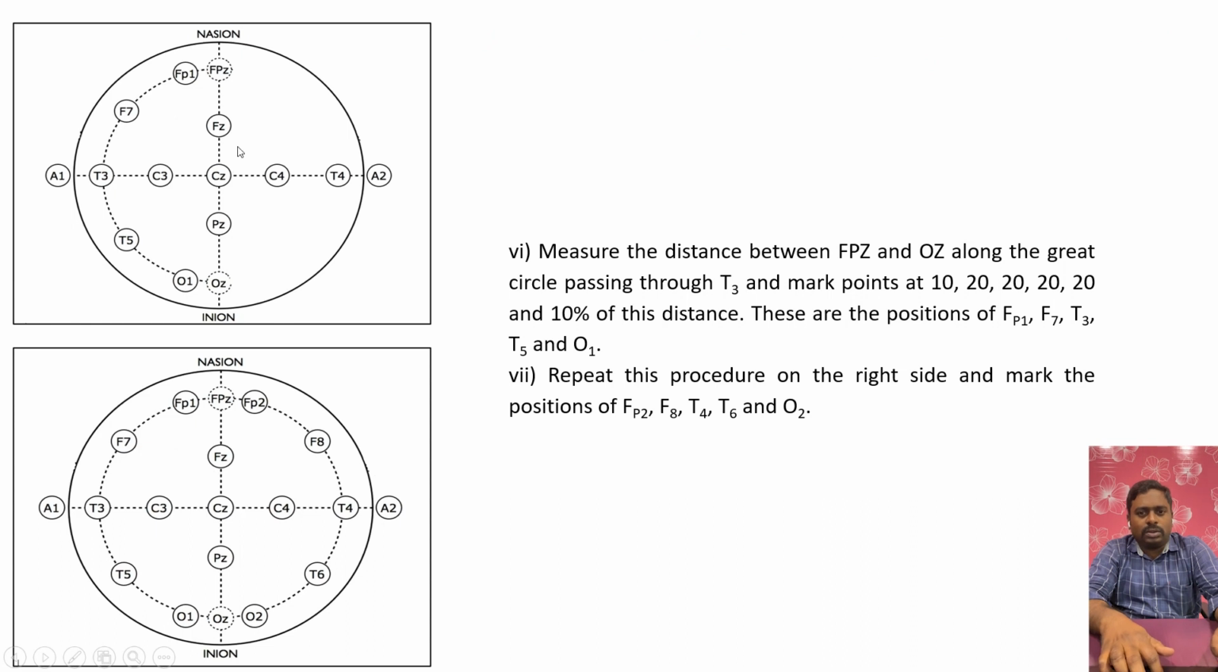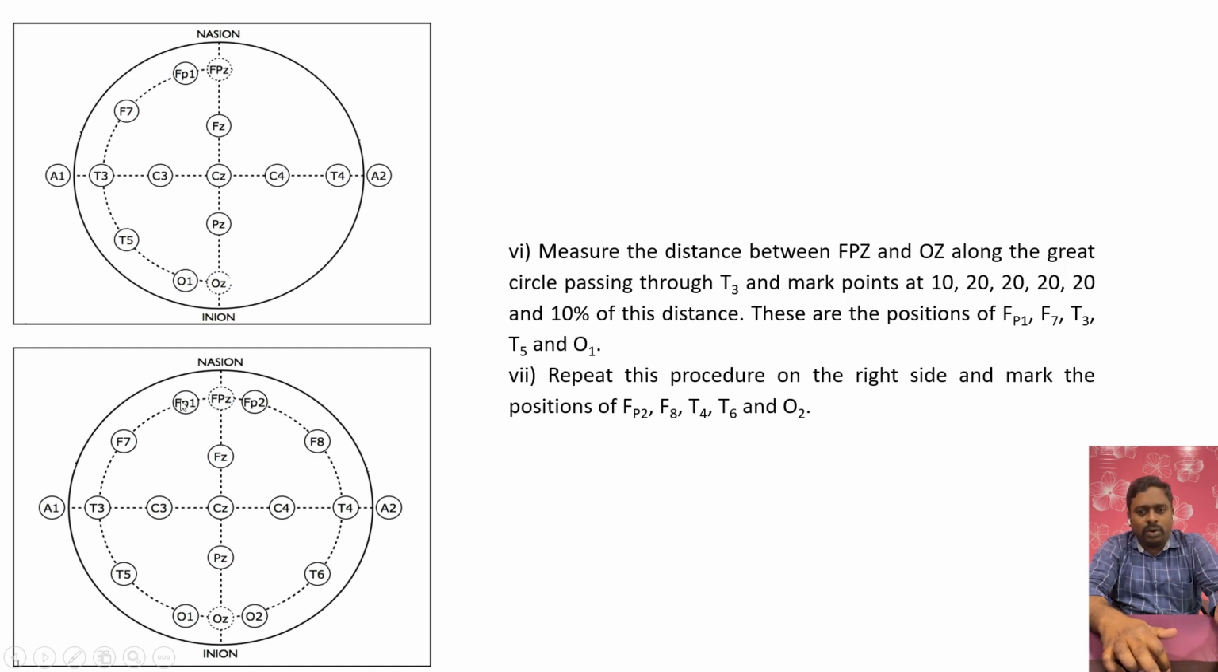Next, after we finished that, we measure the distance between FPZ and OZ. You have a great circle passing through T3, and mark the points at 10, 20, 20, 20, and 10 percent. So OZ to O1 is 10 percent, and FPZ to FP1 is 10 percent. The rest of them are 20 percent. These are the positions on the odd side. So we will be numbering FP1, F7, T5, and O1.